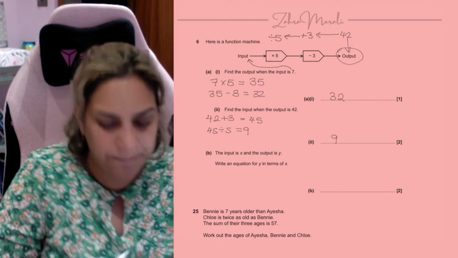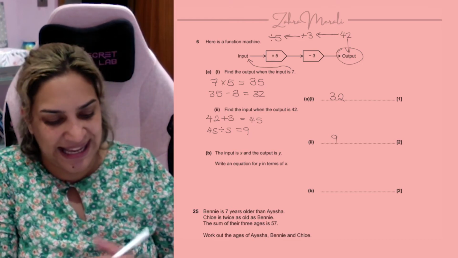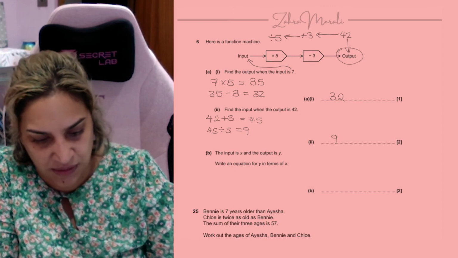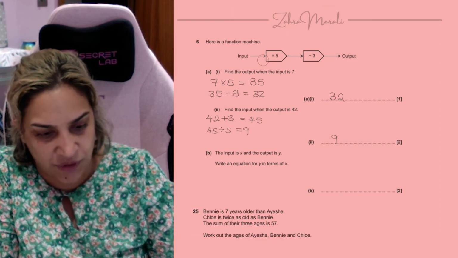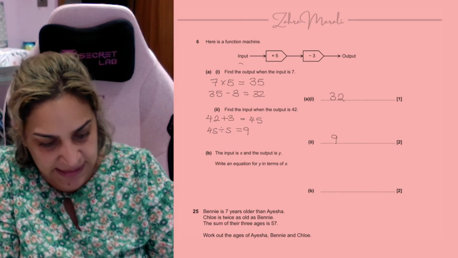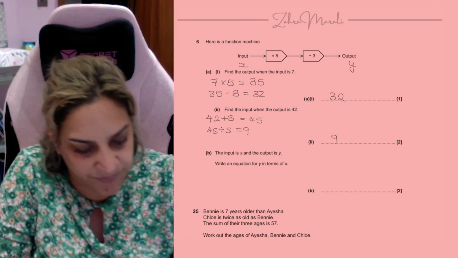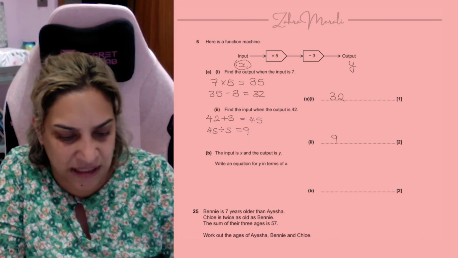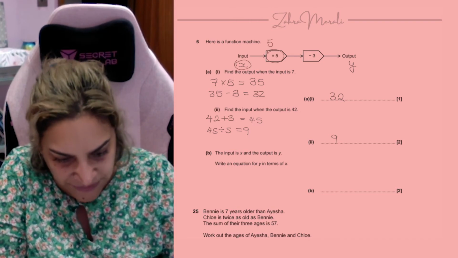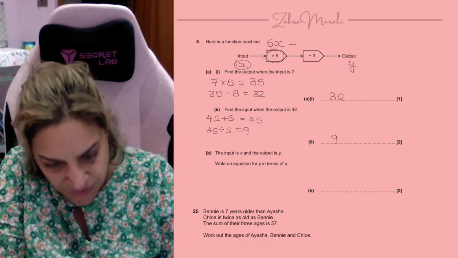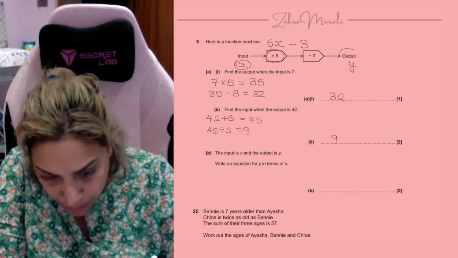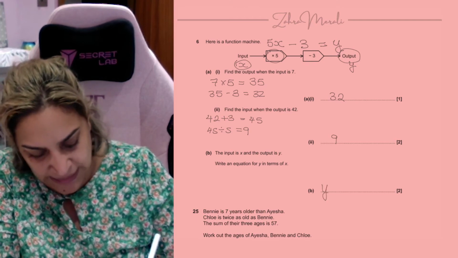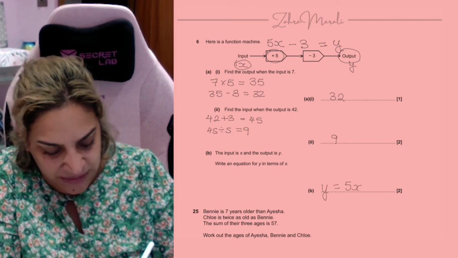Right, we've got the input is x and the output is y. So our input is x, our output is y. Right, so our input will be x times 5, which we know we can write as 5x. Then minus 3, and that output equals y. So that's probably easier to write as y equals 5x minus 3.